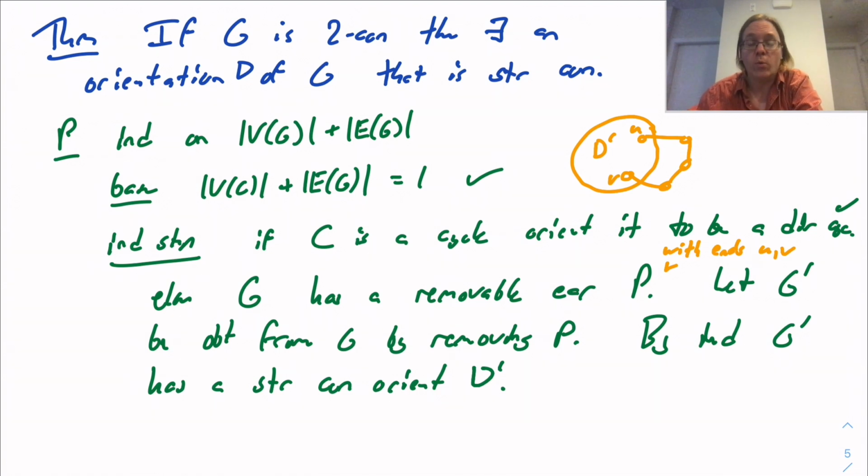Now, we've found a nice orientation of the smaller subgraph G prime. We did that by induction. D prime is now a strongly connected digraph. Of course, I want to orient not just what was in G prime, but also the rest of the edges, namely these edges in P. We have to give those an orientation to get what we want, and we're going to orient them in the obvious way. We're going to orient it to make it a directed path.